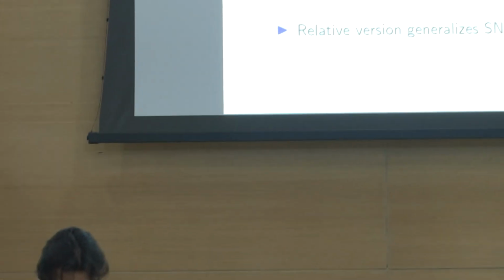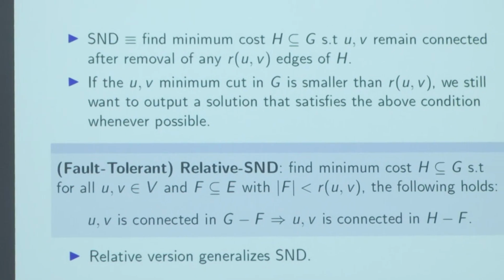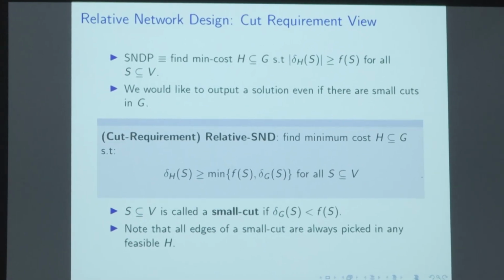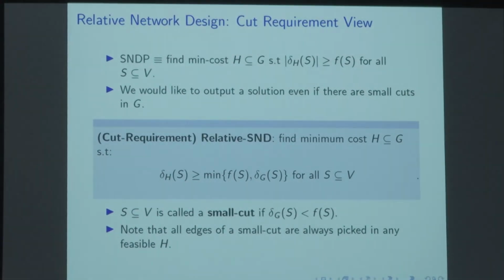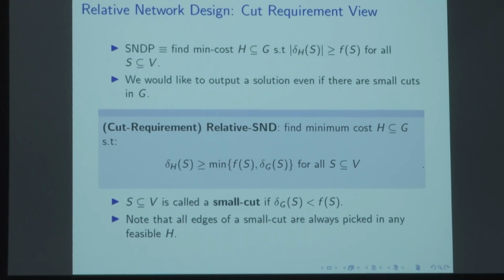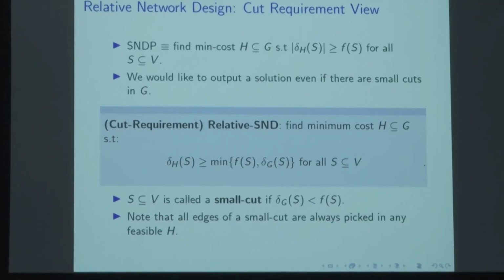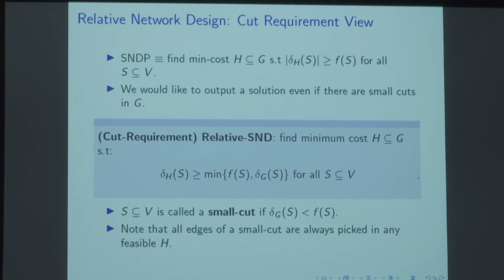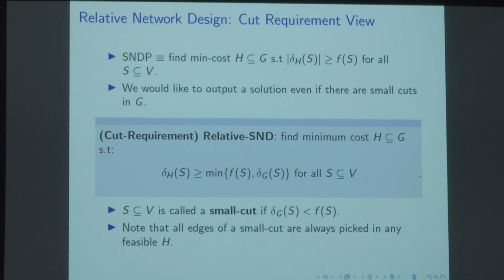So this is a relative version coming from the fault tolerant view, and you can also come to the relative version from the cut requirement view. In the cut requirement view, what you can ask is, across every cut, you should have min of f comma s comma delta g of s edges. So basically, you want to pick a subgraph such that across any cut, across any subset S, you have minimum of f of s comma delta g of s edges. And if you have a small cut, then I'm asking you to pick all the edges from that cut.